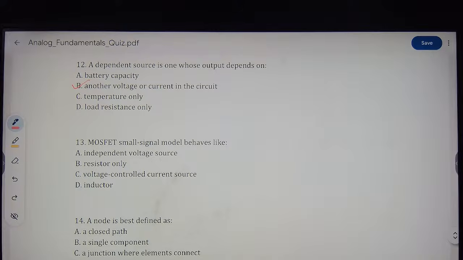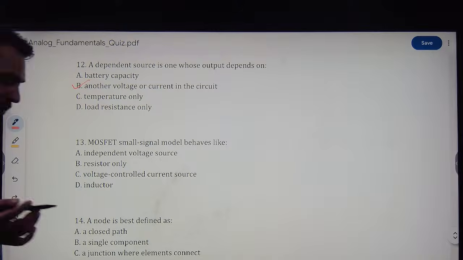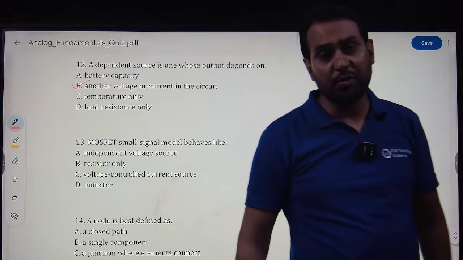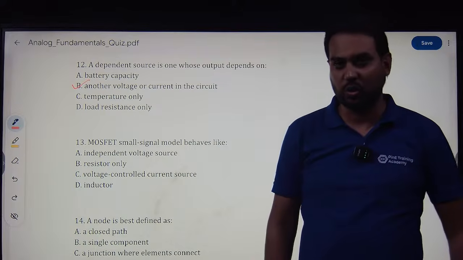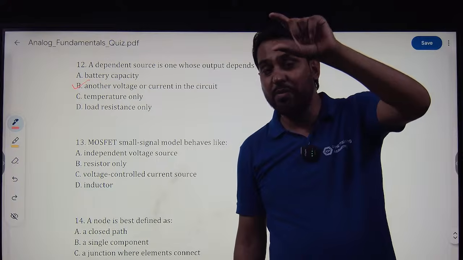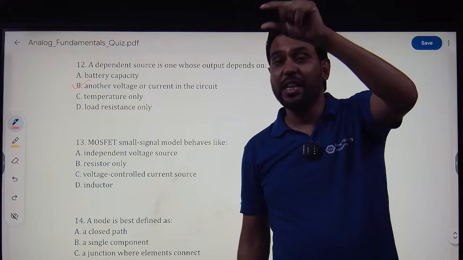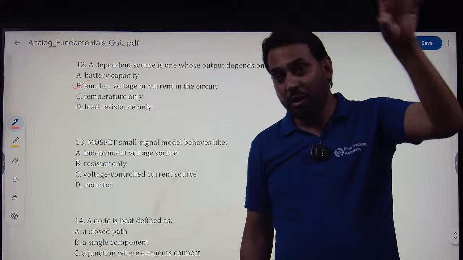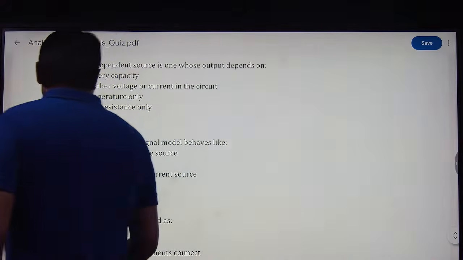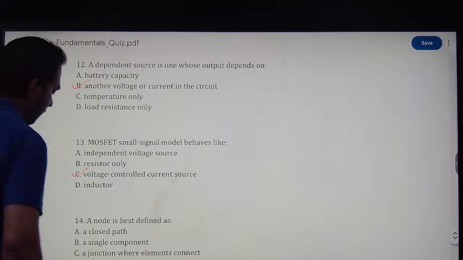A MOSFET small signal model behaves like what? If you are designing a MOSFET small signal model, we discussed it in, I think, the second or third lecture, we design it as a voltage controlled current source. We have a VGS, and you will find gm VGS, where gm is the transconductance and gm VGS will be the total current. So the MOSFET small signal model behaves like a voltage controlled current source.